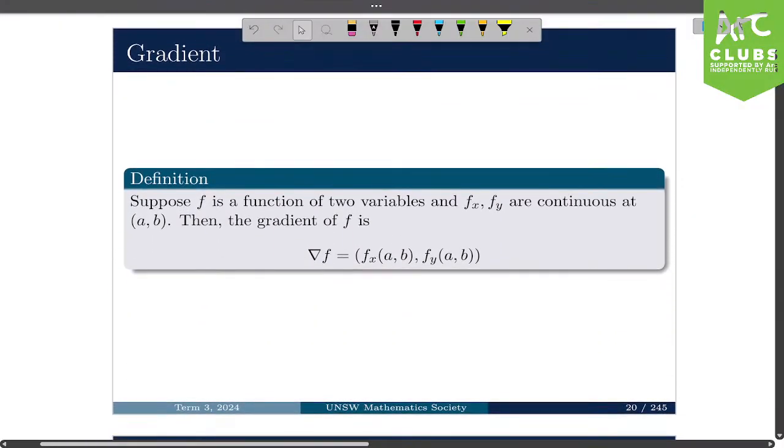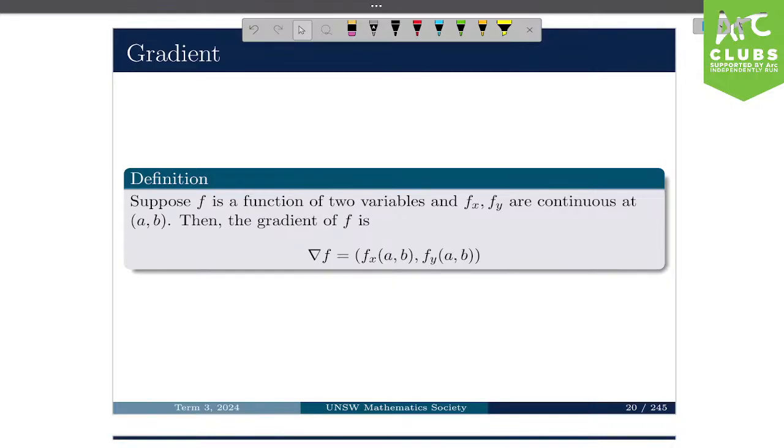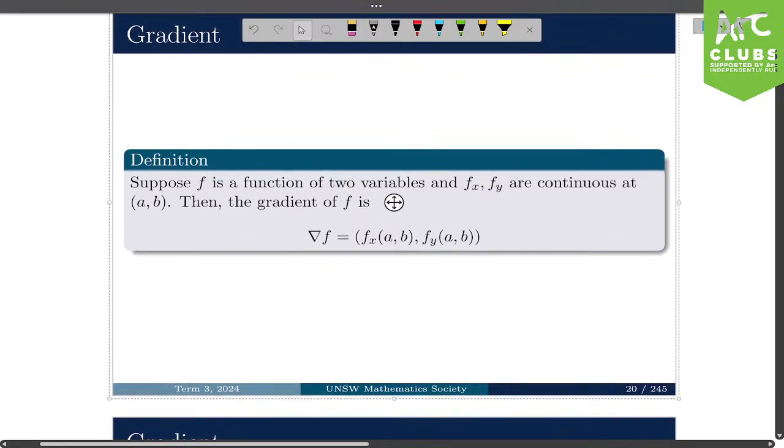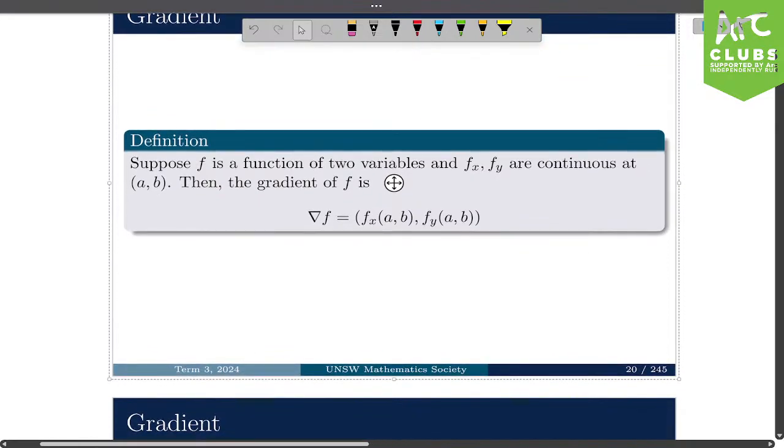Now for the gradient. Suppose f is a function of two variables and f_x, f_y are continuous at the point (a, b), then the gradient of f is just equal to the partial derivative with respect to x and the partial derivative with respect to y as a vector.